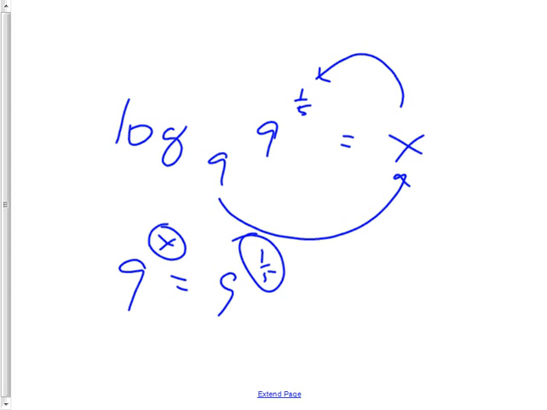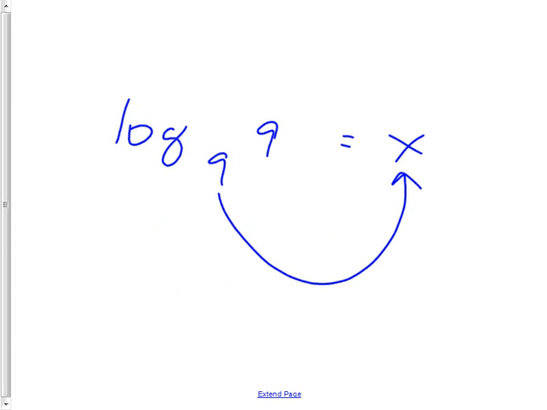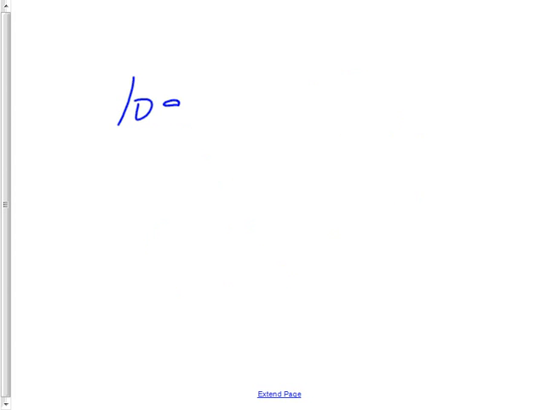Do you remember how to generally rewrite these logs? Let's say it was just like this. You get that it's 9 to the x equals this. So let's have another one. Log base 8 of 2. In your head, if you could rewrite the 2 as 8 to the something.